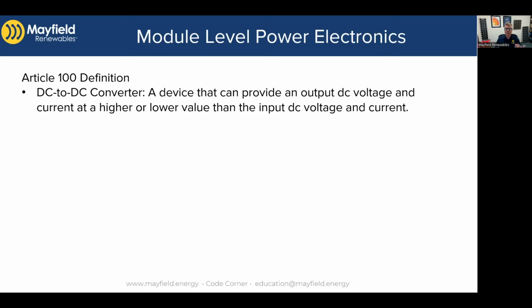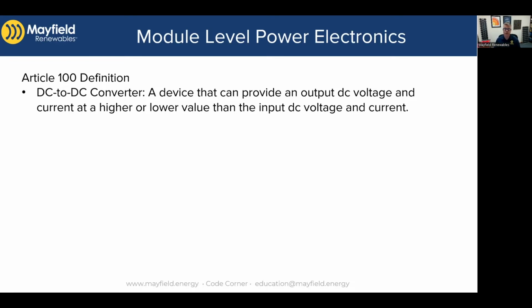So basically, this DC to DC converter is a pretty broad definition. It can just be something that takes DC in, DC out. That converter may or may not do something with that voltage. It may boost the voltage. It may buck the voltage. It really depends on the exact configuration for that MLPE. It could be just a specific system to help you meet your rapid shutdown requirements. So there's no one specific thing that it does. It can take a few different forms.